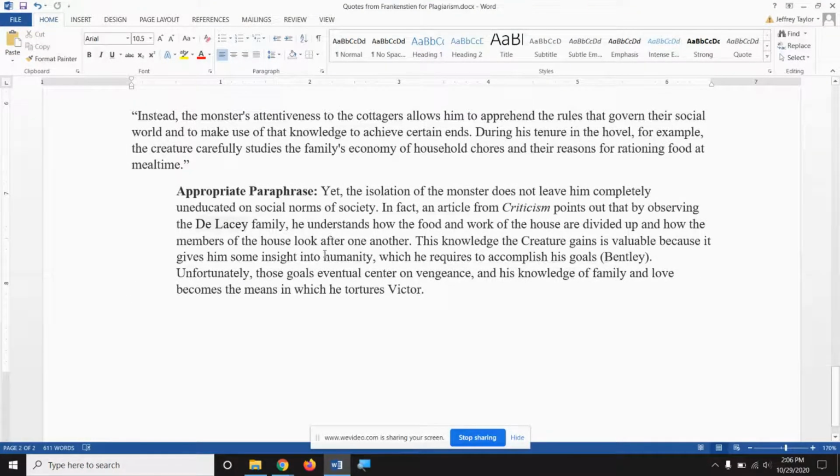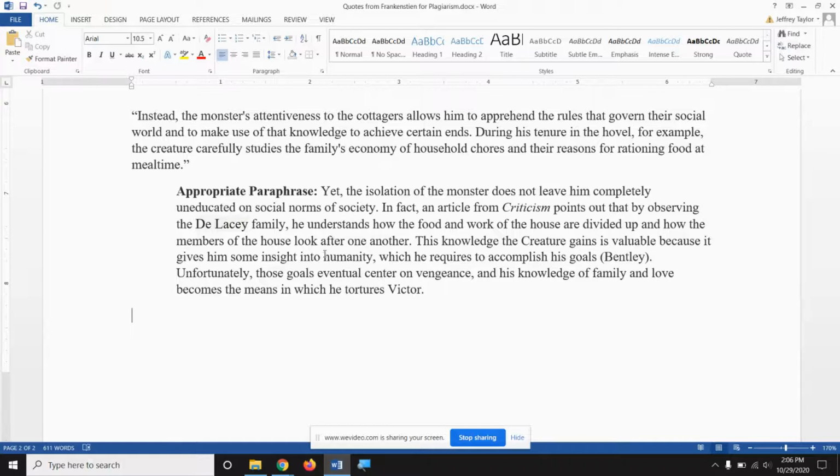Instead, the monster's attentiveness to the cottagers allows him to apprehend the rules that govern their social world and to make use of that knowledge to achieve certain ends. During his tenure in the hovel, for example, the creature carefully studies the family's economy of household chores and their reasons for rationing food at mealtime. All right, so here's an appropriate paraphrase. Yet the isolation of the monster does not leave him completely uneducated on social norms of society.